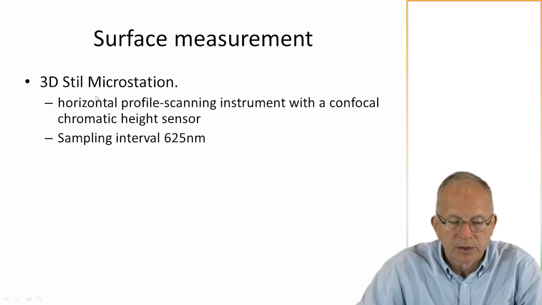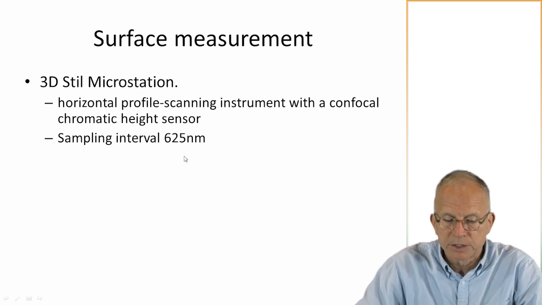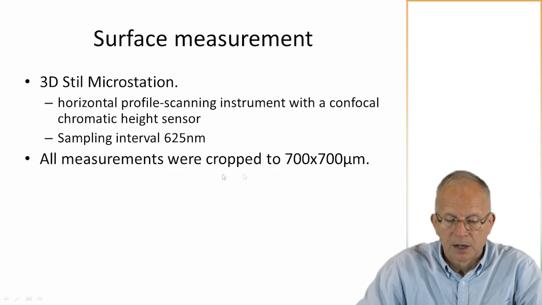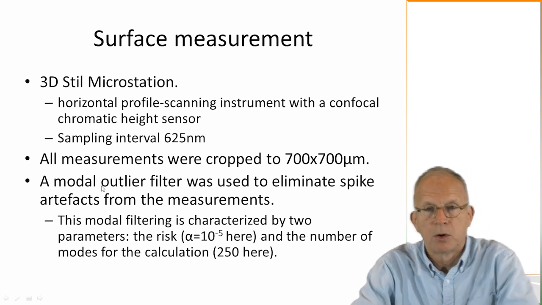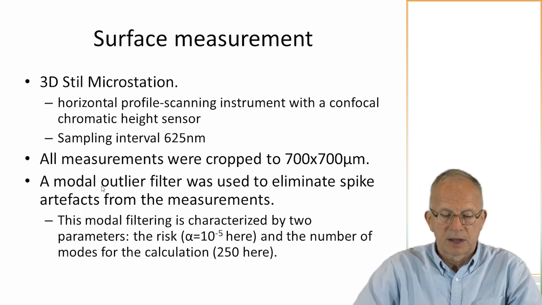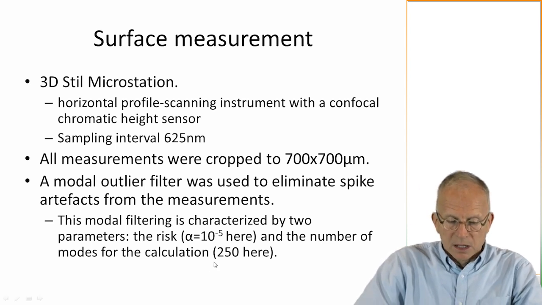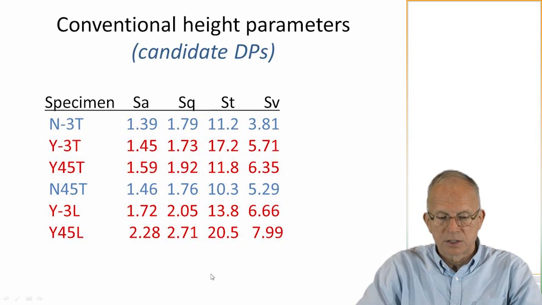They were measured with a 3D microscope with a sampling interval of 625 nanometers. And all measurements were cropped to 700 by 700. And then a modal type outlier filter was used to eliminate the spike artifacts from the measurements. There are two parameters in that: one is the risk, and the other is the number of modes, and that's how we assign those in this case.